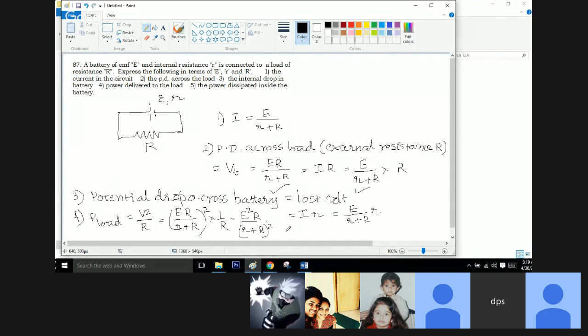The last one. The power dissipated inside the battery. Of course, if you want, use the same formula V square by r. But what is the V value lost inside? It is Er by r plus R from the previous step, my dear. E r by r plus R whole square into 1 by r. That's all.